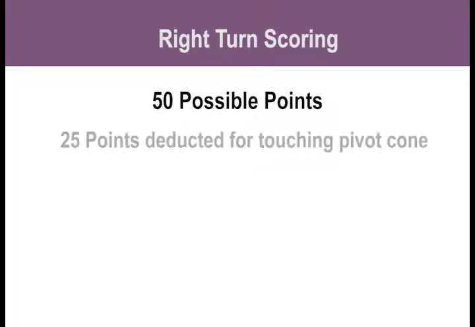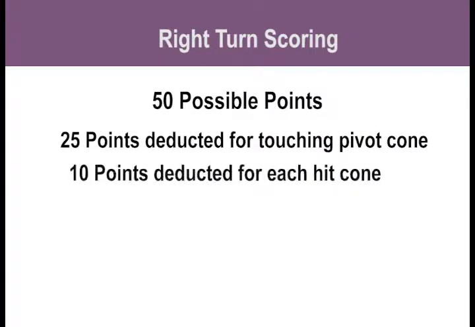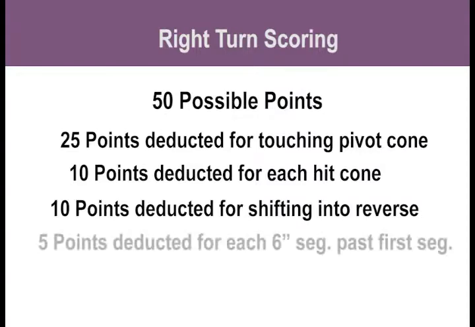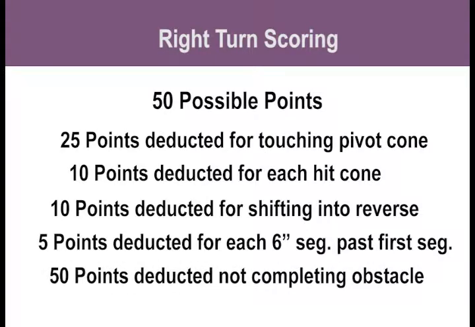If the vehicle touches the pivot cone, 25 points are deducted. 10 points are deducted for each cone that is hit and 10 points each for shifting in reverse. 5 points are deducted for each 6-inch segment beyond the first 6-inch segment. If the contestant does not complete the obstacle as designed, the contestant is deducted 50 points.